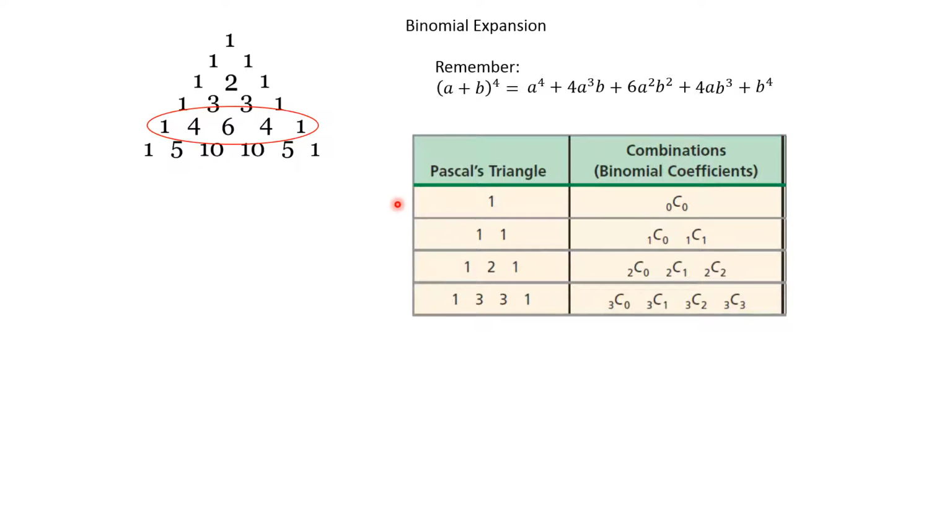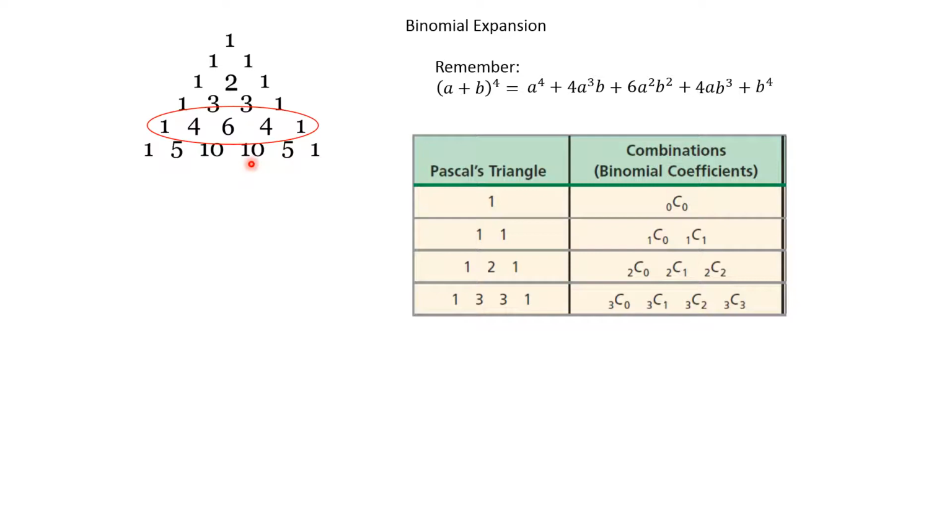For example, if we had 5 choose 3, we would go to the fifth row. Now this is tricky because it starts out with row 0. 1, 2, 3, 4, 5. And we'd go in 3 places. Again, it starts out 0, 1, 2, 3. So 5 choose 3 equals 10. And so we can use Pascal's triangle to help us with our combinations.